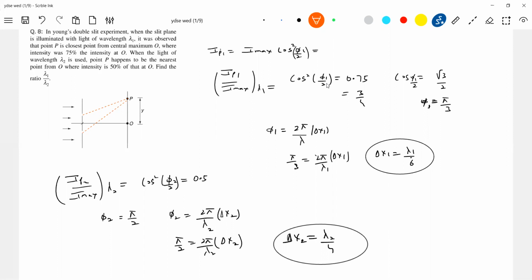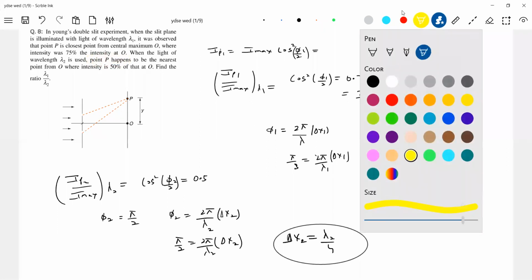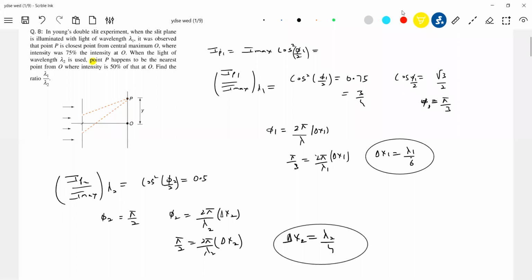I think you must read this question. Most of you, what you do is try to think that there will be a change in position. But the position of a point on the screen will not change. So what is changing? Only the wavelength is changing. So definitely, what will be the delta x1? Shall we say it is the geometrical path difference?